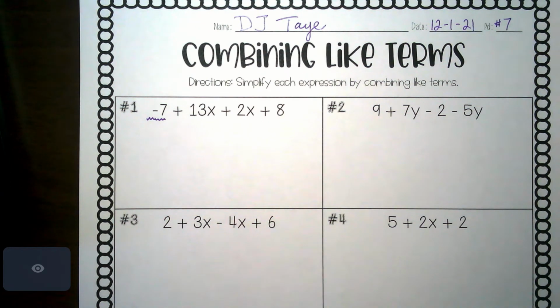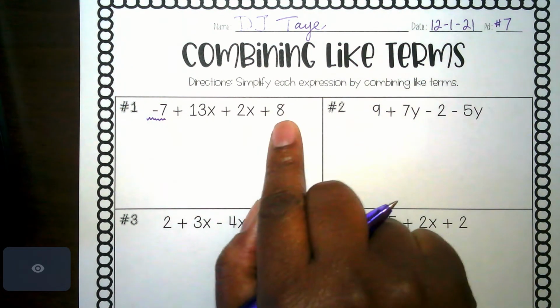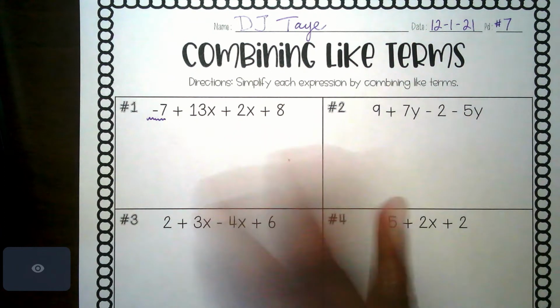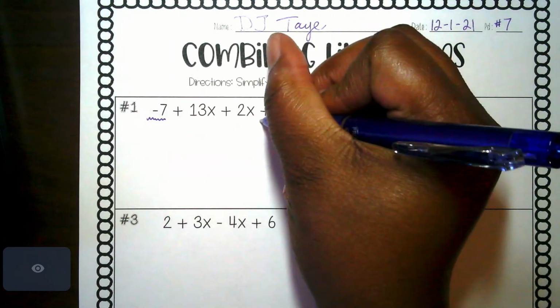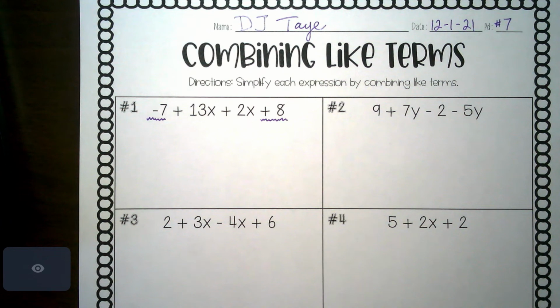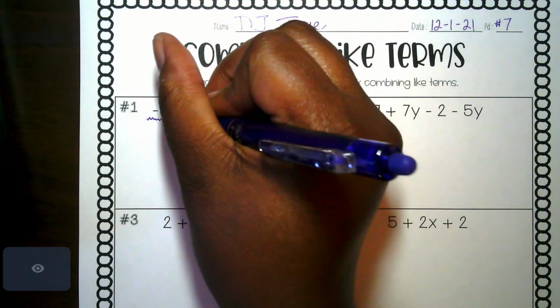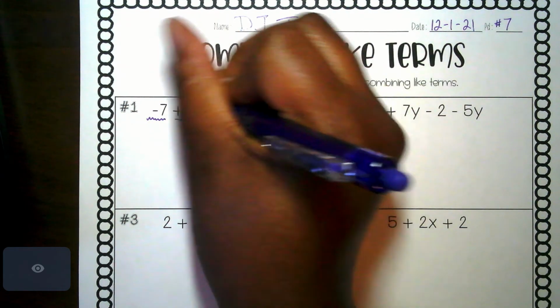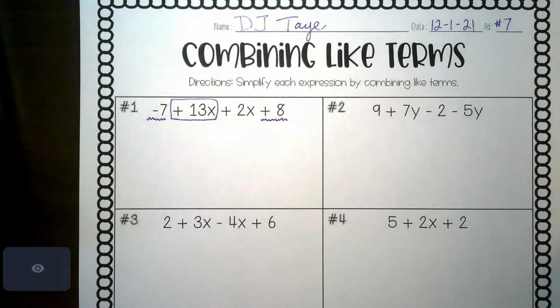So I need to look at the rest of my terms and see if I have another constant that's like that. And I do. I have an 8 here. But remember, I can't just say 8. I have to look and see what's happening with that 8, and it's being added. So I have that plus 8. Okay, so next, let's look at the next term. I'm going to put a box around it with that operation.